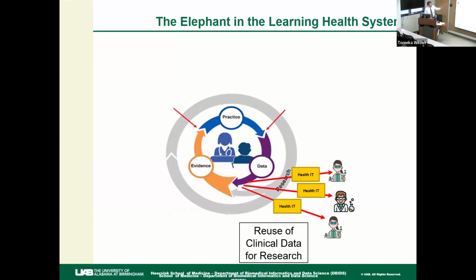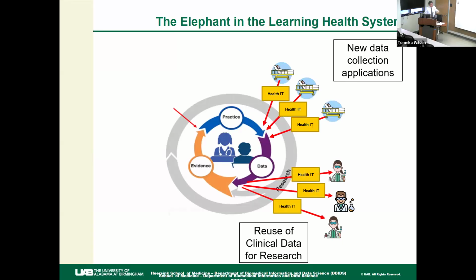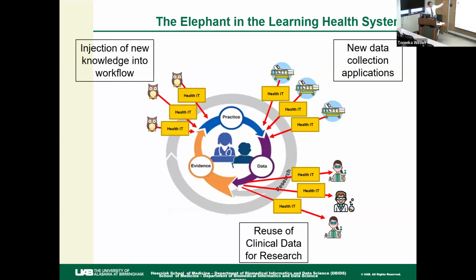Okay, so we want to reuse data for research, so we've got to get the data out. Then we want to maybe collect new data and get that into the EHR. So maybe we want to have the patient's Fitbit data, or we want the patient to fill out a survey that somebody's created in a research project. Whatever that is, we want to get those data into the EHR so they can be part of the patient's record for care, but then we can get it out for research. And then as we generate new knowledge, we want to introduce that back into the workflow.